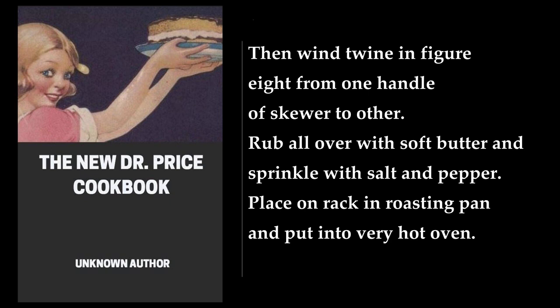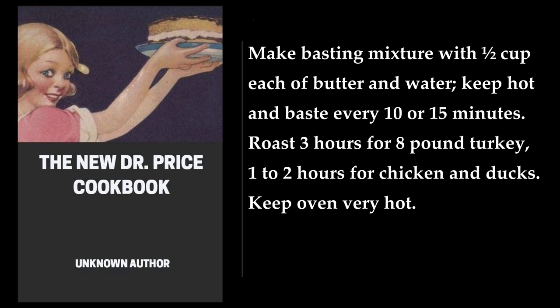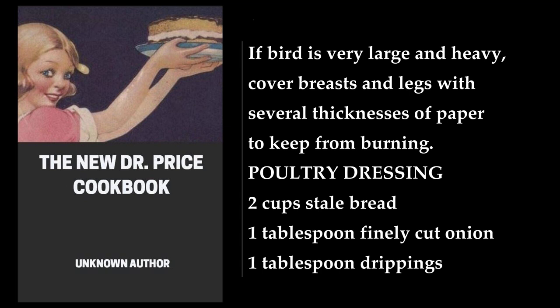Rub all over with soft butter and sprinkle with salt and pepper. Place on rack in roasting pan and put into very hot oven. Make basting mixture with half a cup each of butter and water, keep hot and baste every 10 or 15 minutes. Roast 3 hours for 8-pound turkey, 1 to 2 hours for chicken and ducks. Keep oven very hot. If bird is very large and heavy, cover breasts and legs with several thicknesses of paper to keep from burning.